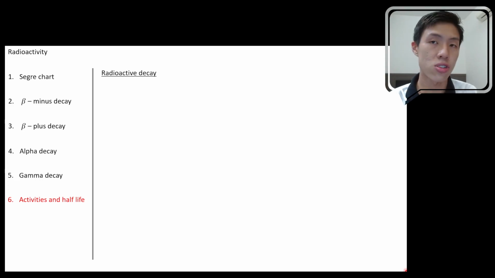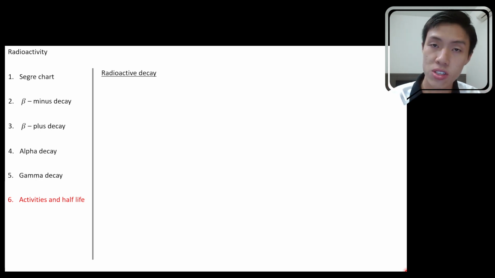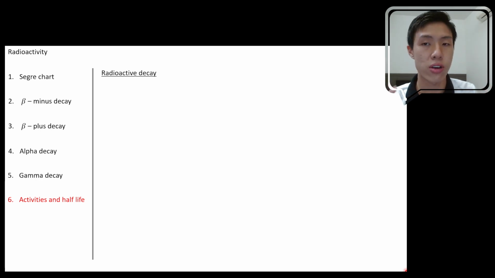Now that we already understood which type of nuclei will undergo which type of radioactive decay, and already studied the emission and its properties, we'll move on to study the process of radioactive decay itself. So we're going to study how fast it happens, what it depends on, and those kinds of relationships to understand radioactive decay.